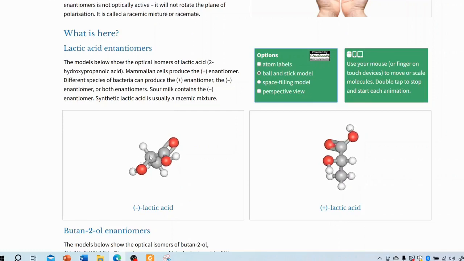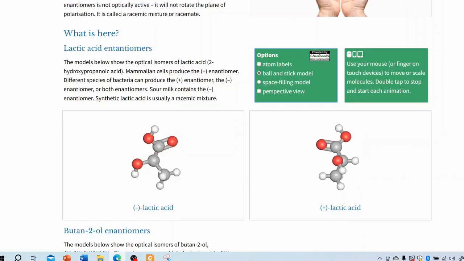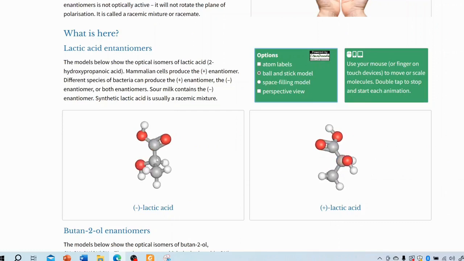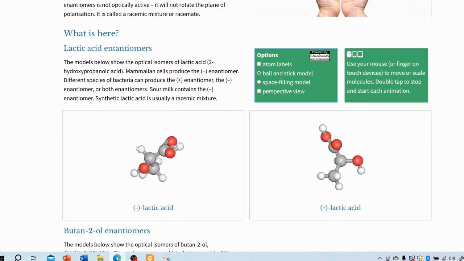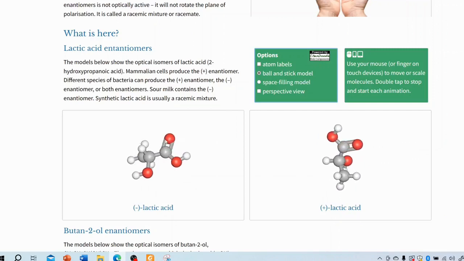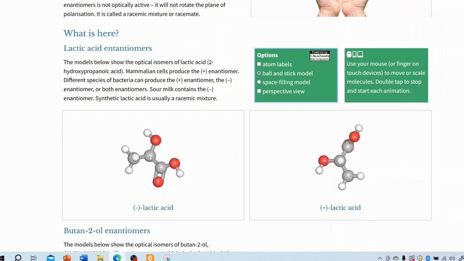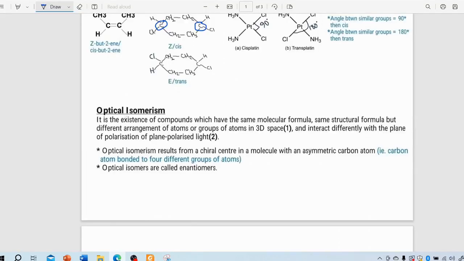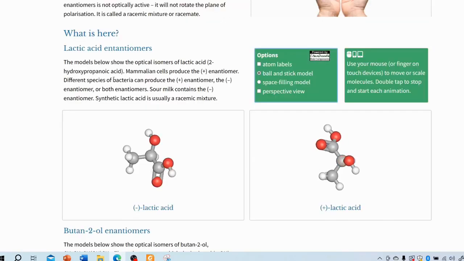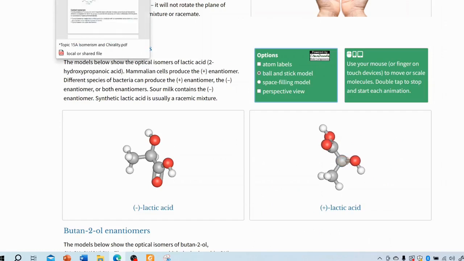Well, we can say that because this chiral center, or the central carbon atom, is bonded to a methyl group here, an OH group here, a hydrogen atom here, so 3 bonds, and the 4th bond is another carbon atom that is double bonded to an oxygen and an OH, so a carboxylic group. So this chiral center consists of an asymmetric carbon atom because it is bonded to 4 different groups of atoms. So that is how we identified an organic compound which exhibits optical isomerism.